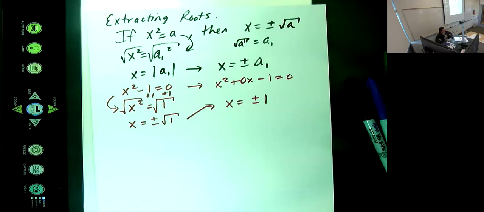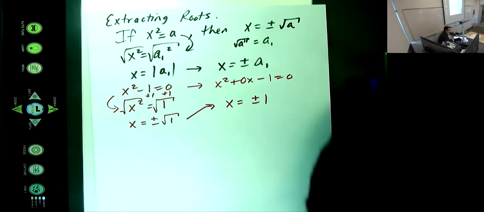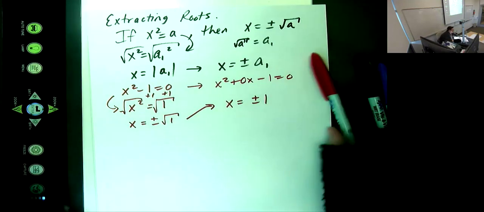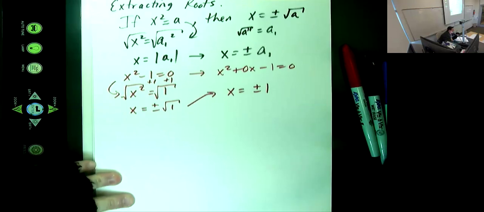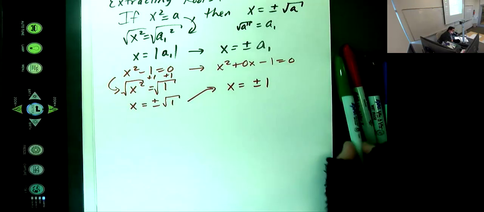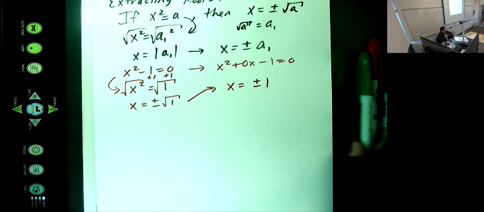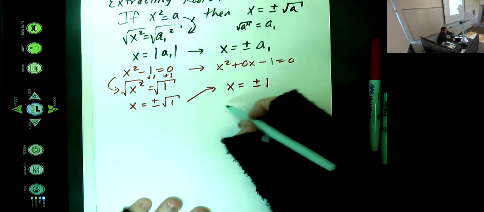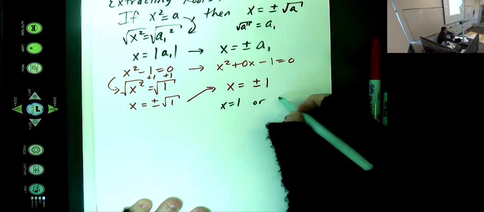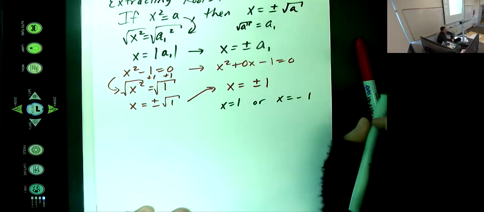Also 2 divided by 1. It is. But 2 divided by 1 is not simplified. Get rid of fractions when you can. And what this really means is x equals 1 or x equals -1. Let's not forget what plus or minus means.